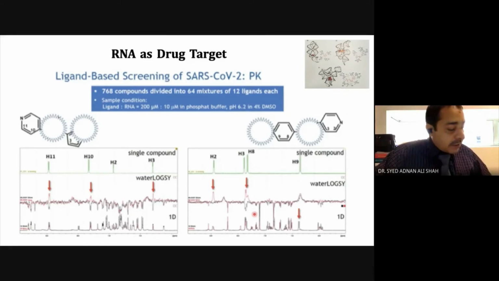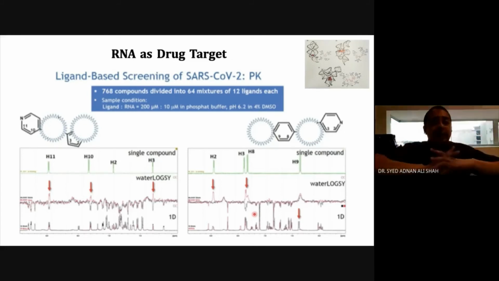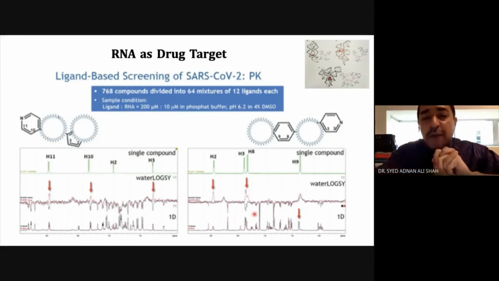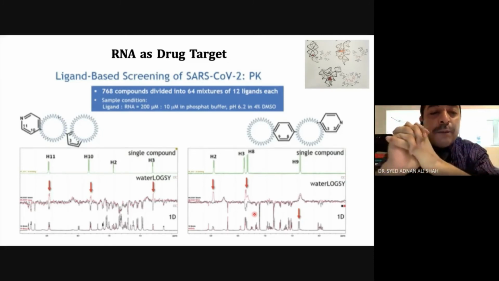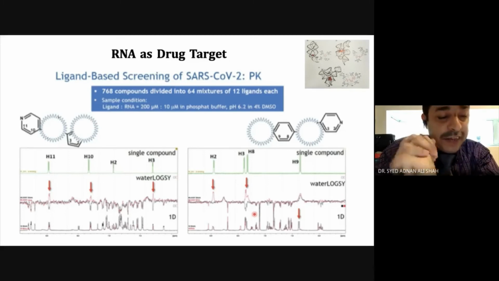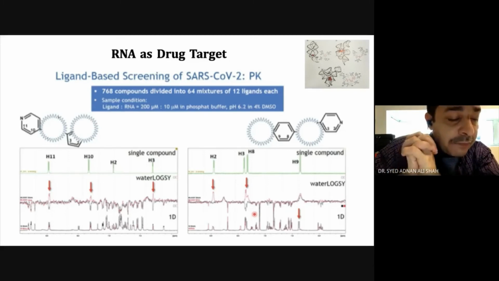Still, these studies are in progress. They are searching for different drug candidates binding with this RNA, using the RNA as a drug target. So that's how NMR plays a very important role in the elucidation of the coronavirus RNA structure.